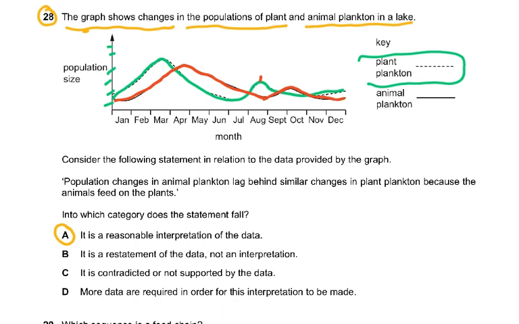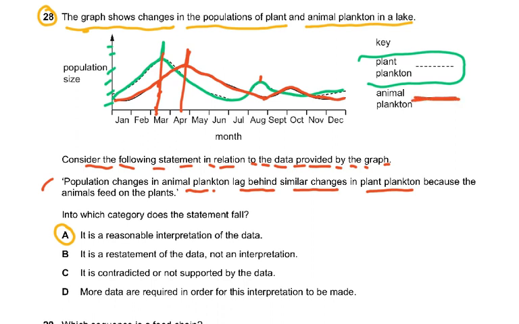Now let's look at the two graphs. Now it says consider the following statement in relation to the data provided by the graph. Population changes in animal planktons lag behind similar changes in plant plankton. You see, as you can see here, the plant plankton has increased here, and then the animal plankton has increased here, so it lags behind. Look at the time frame. Mid-March or mid-April. So population changes in animal plankton lag behind. The animal plankton is this one, which we have colored in red. Lag behind similar changes in plant plankton because the animals feed on the plants.